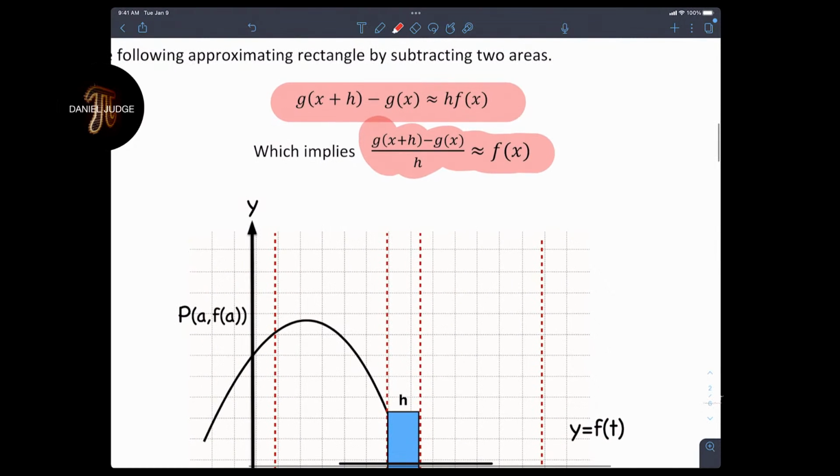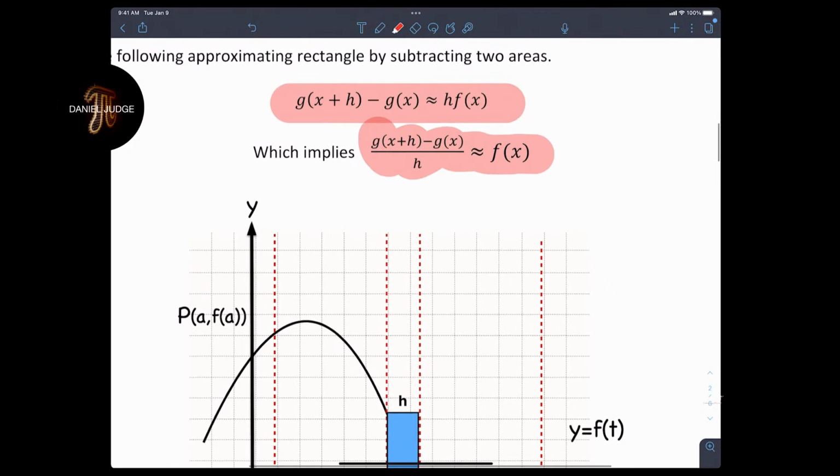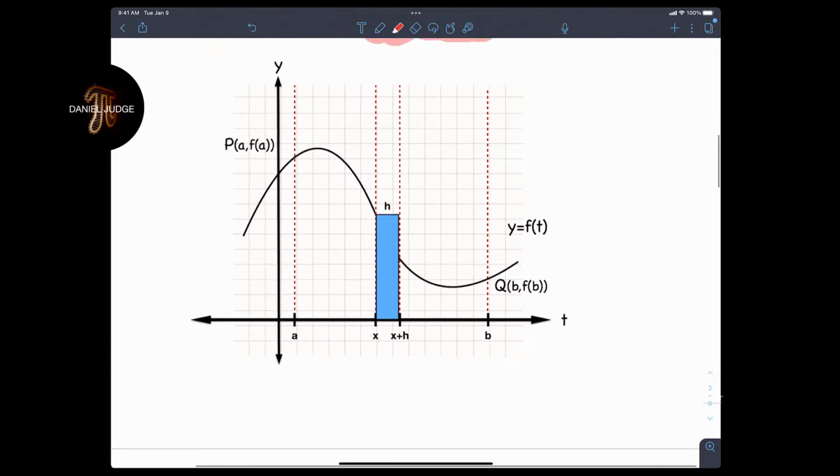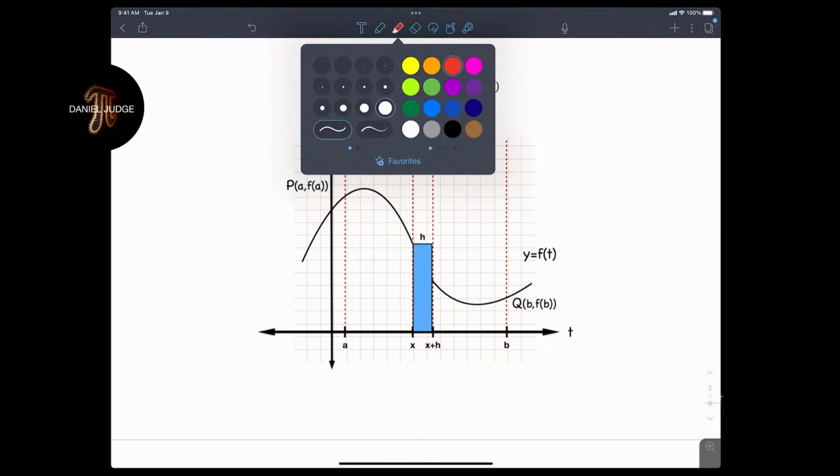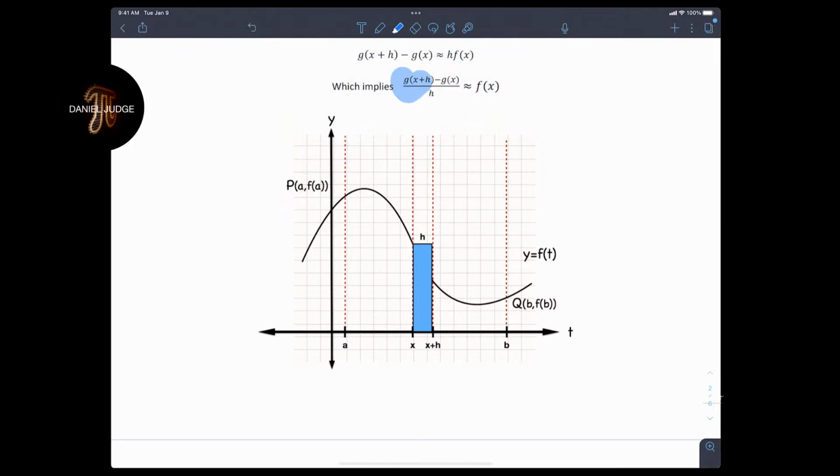Now, this is a really crude approximation. And this is the picture of what we're describing here. It's really the red portion here. This is the blue approximating rectangle for what we're talking about. It's a very bad approximation if we try to do it that way.